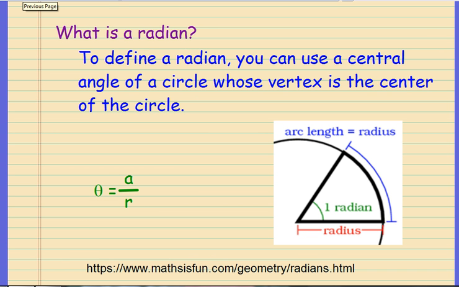Now, what is a radian? To define a radian, you can use a central angle of a circle whose vertex is at the center of a circle. Imagine you have a circle. The vertex is at the center of the circle. So what is the distance between the center to the edge of the circle called? A radius. So a radian, one radian, is imagine if I got this radius and laid it on the outside of my circle. So that's why it's called 1 radian.